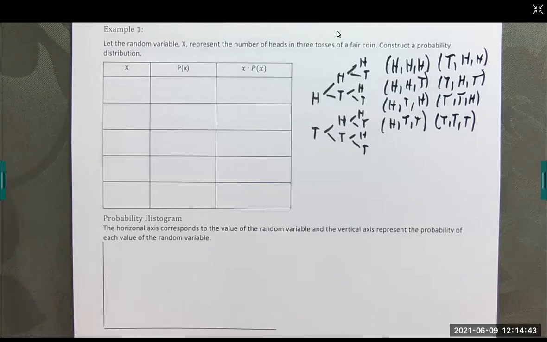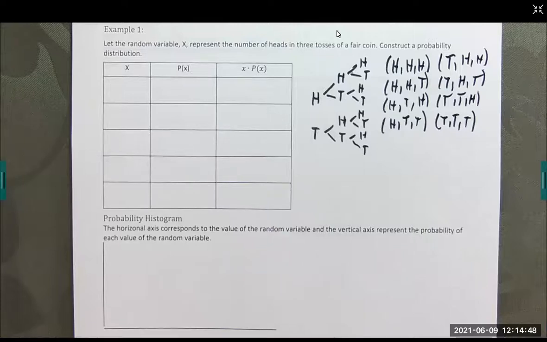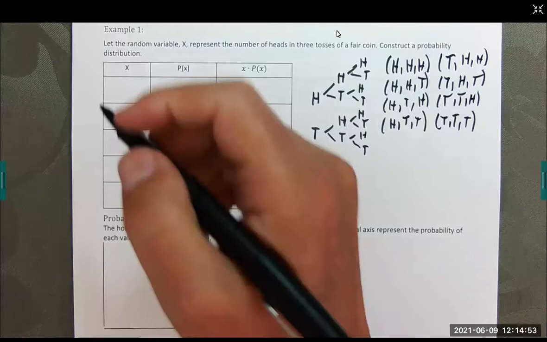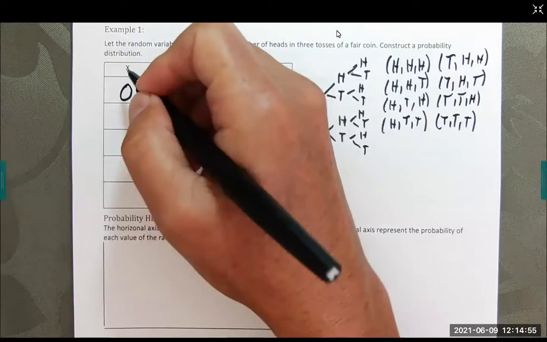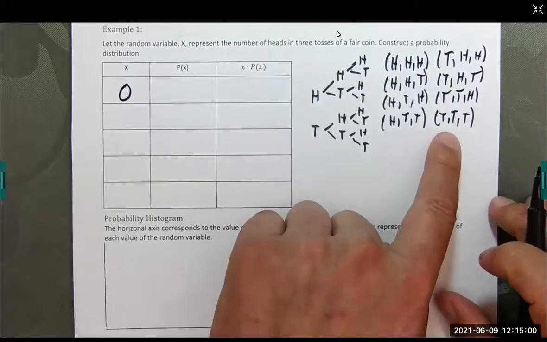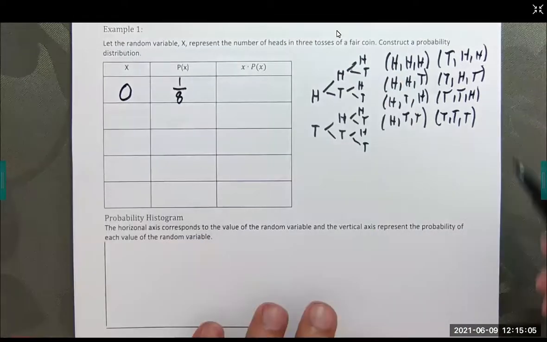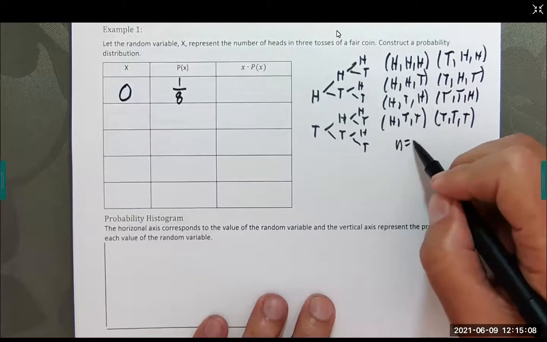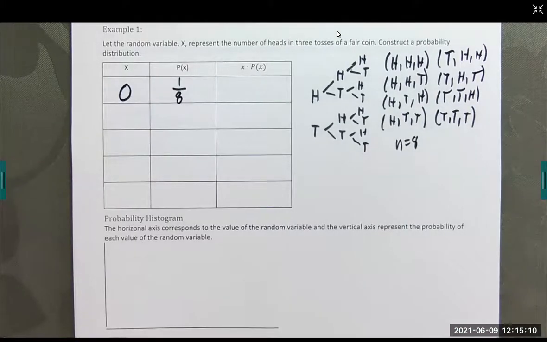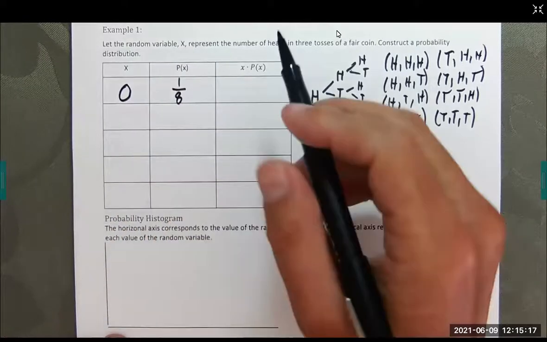And a success means that we get a head. So that's what we're looking for. And our possibilities are that we get no heads. All right, we flip it and we get all tails. That does happen. The probability that happens is exactly 1 time out of the 8 total. N is 8 in this case. And what we're going to do is multiply the x times the P of x. In this case, that's going to give us 0.